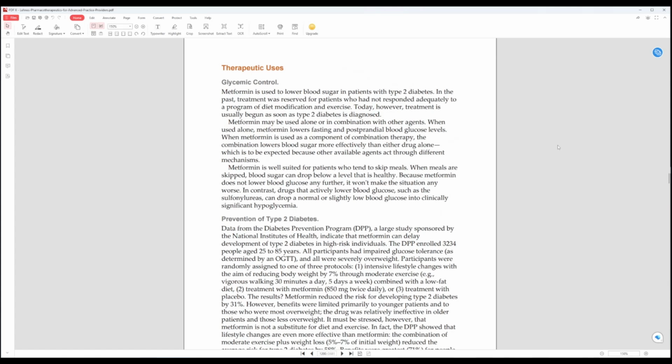Its therapeutic use, therefore, in glycemic control: metformin is used to lower blood sugar in patients with type 2 diabetes. In the past, treatment was reserved for patients who had not responded adequately to a program of diet modification and exercise. Today, however, treatment is usually begun as soon as type 2 diabetes is diagnosed. Metformin may be used alone or in combination with other agents.